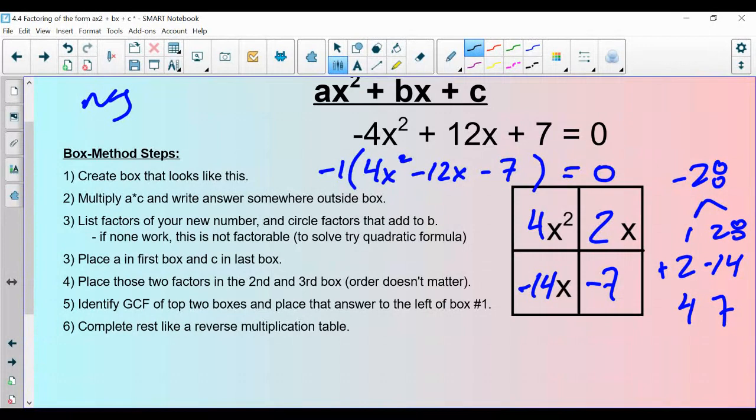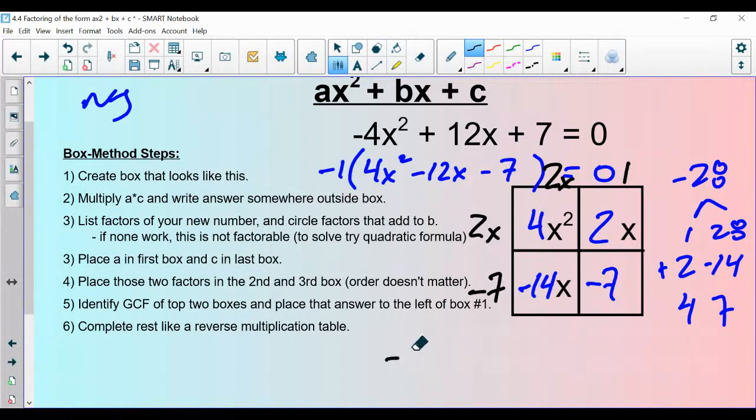Now we do the greatest common factor bit. If you take out the greatest common factor of 4x squared and 2x, you would get 2x. And then 2x times what is 4x squared? Hopefully you're seeing 2x. 2x times whatever goes here is going to be 2x. That would just be 1. And 2x times whatever goes here would be negative 14x. That would be negative 7. Is 1 times negative 7 negative 7? Yes, it is.